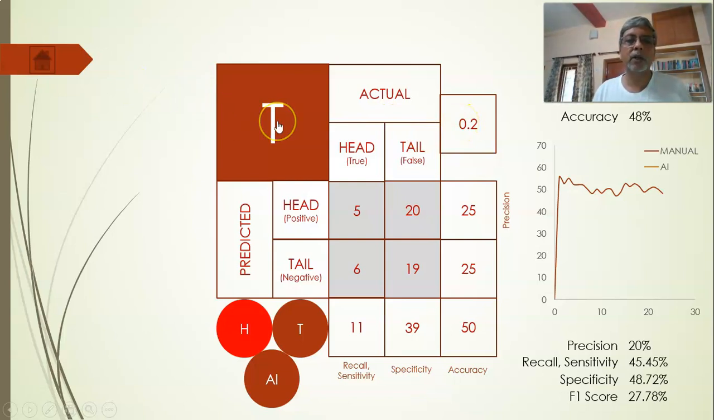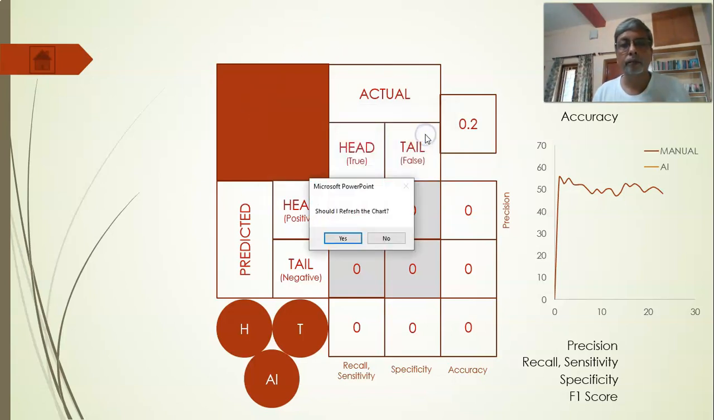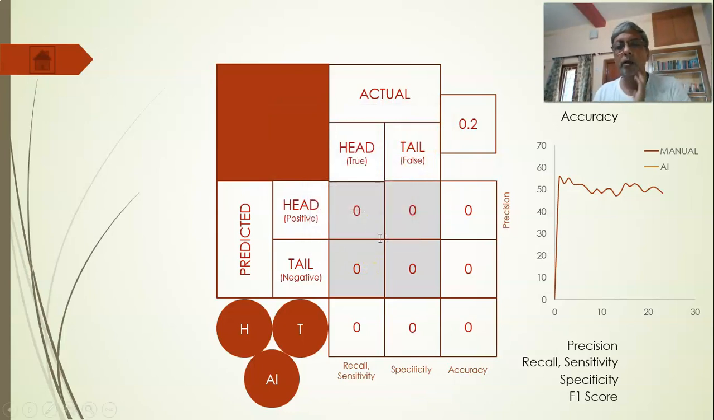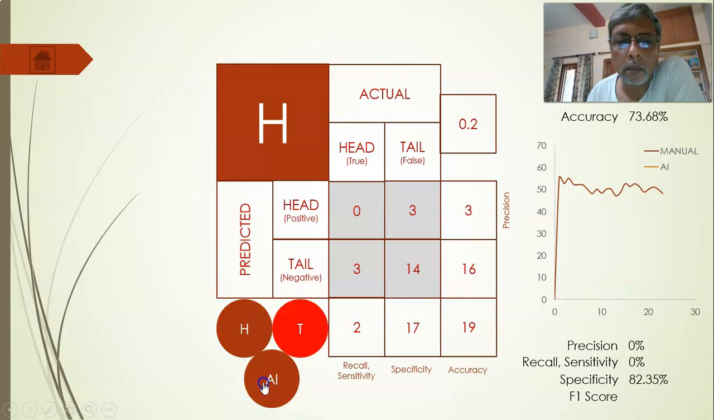Now I'll use my artificial button. So I'll put the probability of hit as 0.2, and I won't refresh the manual chart. So the manual chart remains. Now let me see how my artificial button works. Chart is not updating.